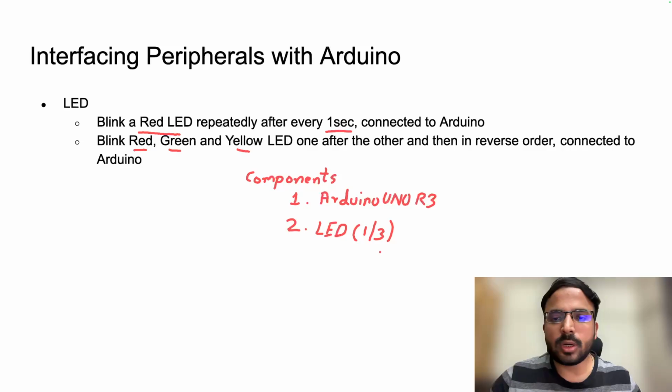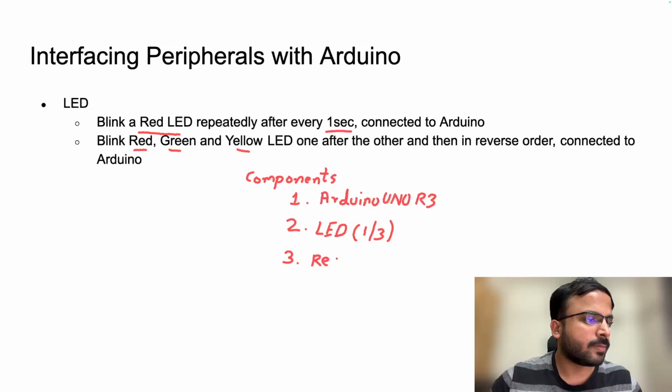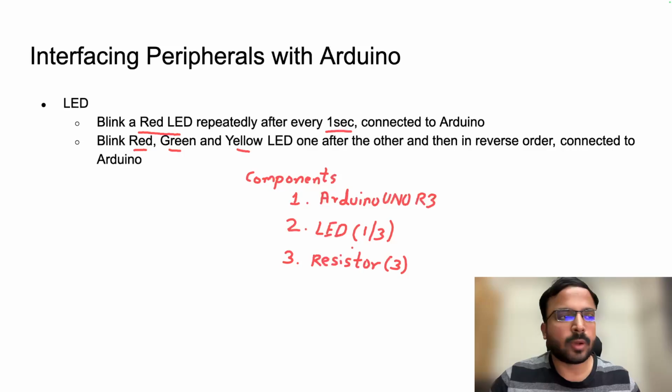And see, you cannot connect LEDs directly to any power source. There are chances that the LED can blow up. So to limit the current, we also need resistors. This is very basic: to limit the current so that it doesn't blow up, you need resistors. So you will need 3 at max for the second problem statement. And this is in general what you will need.